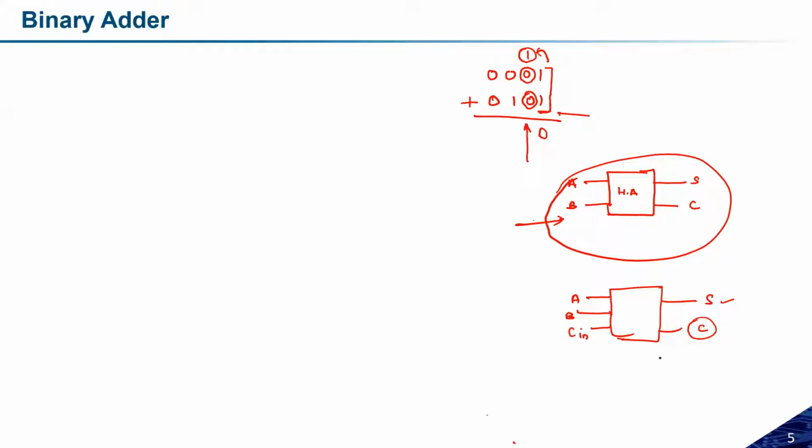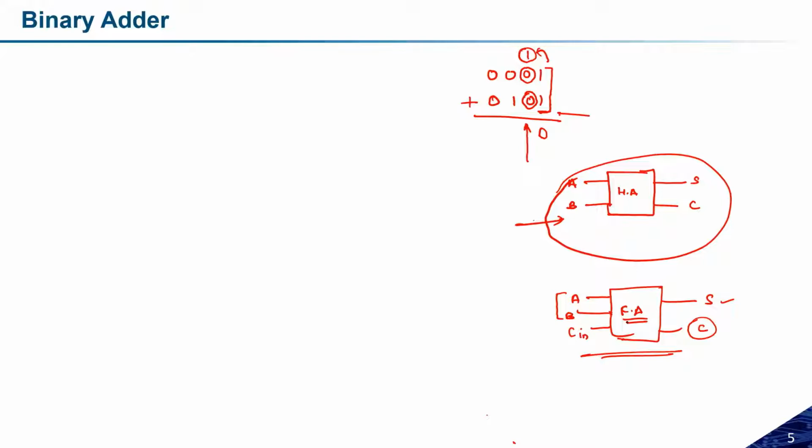But if you see the second case, we are considering the current input as well as the carry generated from the previous bit. Okay, so we are also considering the carry from the previous bit. So we can call it the full adder. So this is the difference between half adder and the full adder. So basically there are two kinds of binary adders. The first one is the half adder and the second one is the full adder.